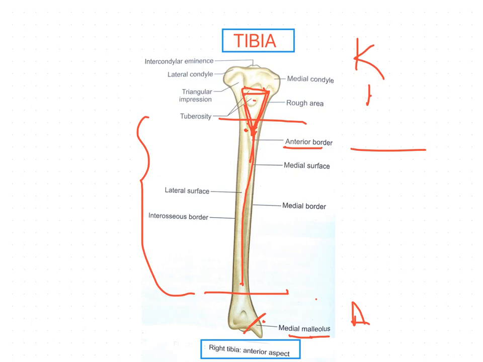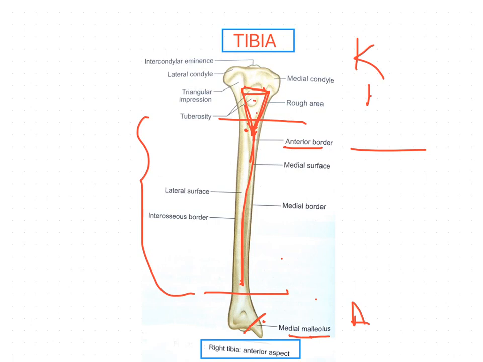Keeping the tuberosity in the anterior aspect of the bone, then check for the medial malleolus. If the medial malleolus is present on the medial side, then it belongs to that side of the bone. So this is the right tibia. This is the right tibia, anterior aspect.